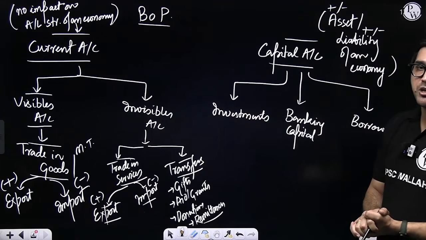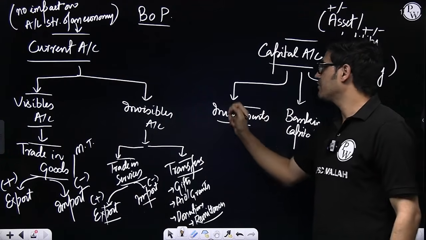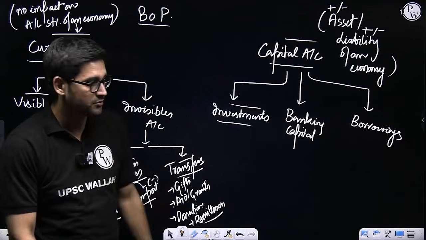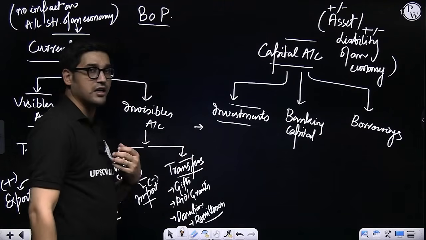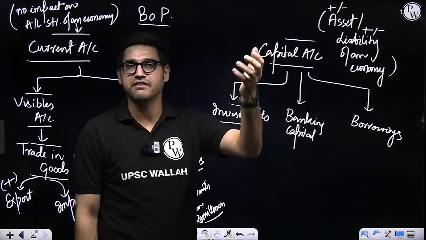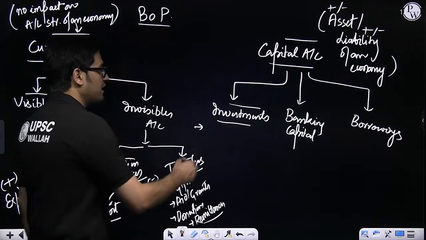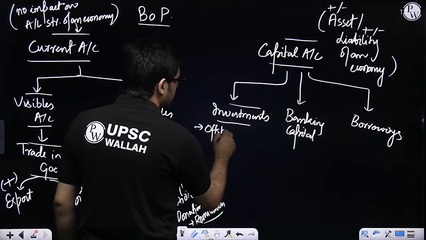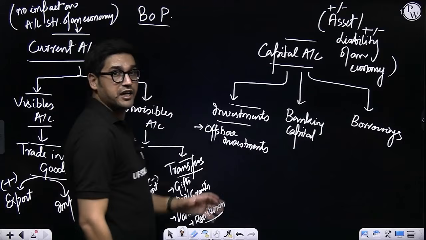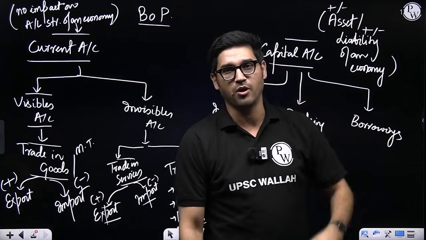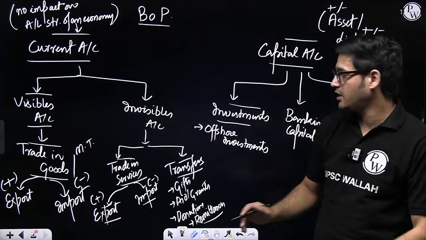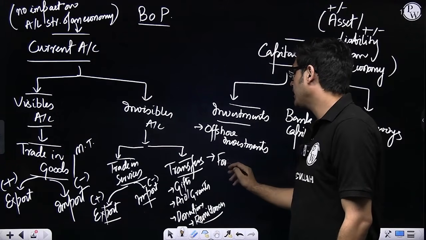Now, what goes under the capital account? Capital account, first thing, will include what is called investments. Now, investments can be two-sided. You can have your normal residents investing their money abroad. Similarly, you may have foreigners investing their money in India. One is called offshore investments. What are offshore investments? This is where domestic residents are investing money abroad in the rest of the world. Similarly, when your economy receives investments from the rest of the world, that is what is called foreign investments.